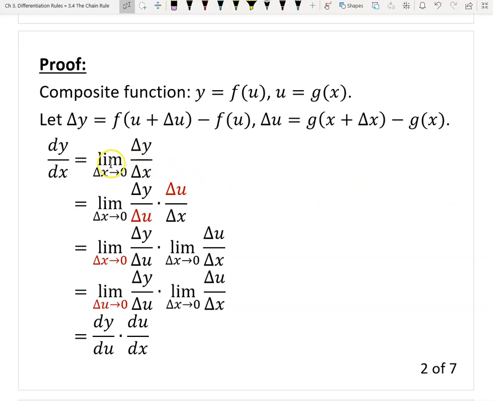We're going to go step by step. The first step is the definition. The second step, what are we going to do? We put in delta u as a manipulation. So we simply say this step is a manipulation. How to manipulate it? We multiply by delta u on the top and delta u on the bottom, right? If you cancel delta u, definitely you get the original. And now this is what we get.